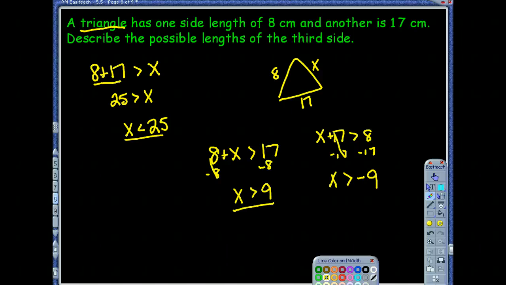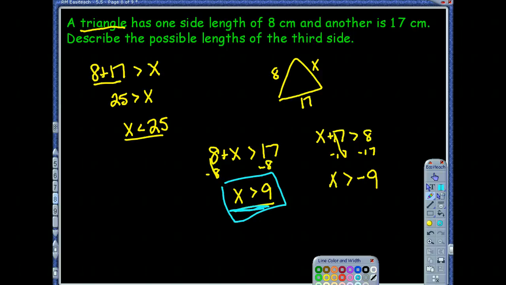Now, I'll tell you that when you're looking at this, we already found X has to be greater than 9, right? So if X has to be greater than 9, and here we're saying X has to be greater than negative 9, well, you can have numbers that are greater than negative 9 that are still less than 9. We know X has to be greater than 9. It has to meet all of the criteria. We can't just pick and choose which ones we want it to meet.